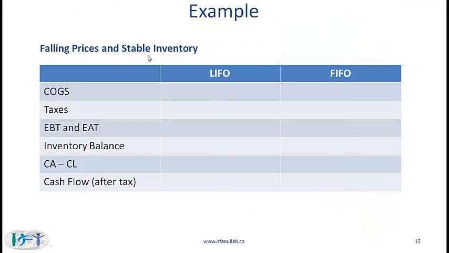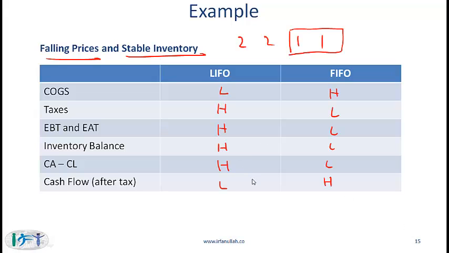What you need to do now is fill out this table for falling prices and stable inventory. Pause the video before you see the answer. Here is what you should come up with, and the shortcut method again is as follows. Falling prices and stable inventory. So quickly put in the 2211.